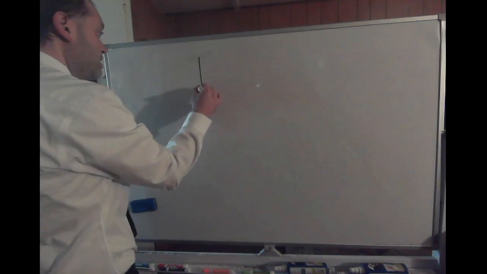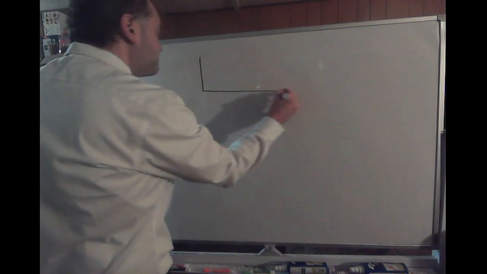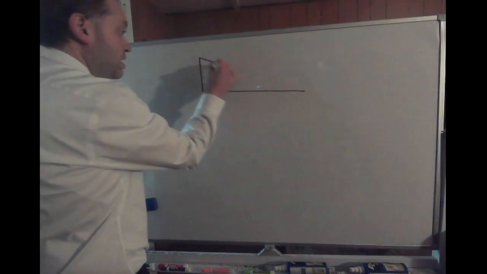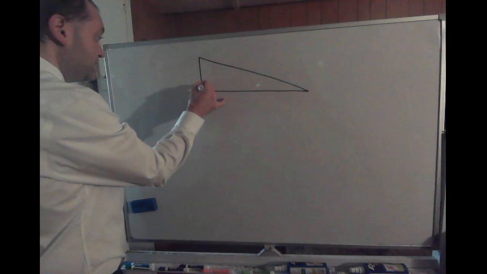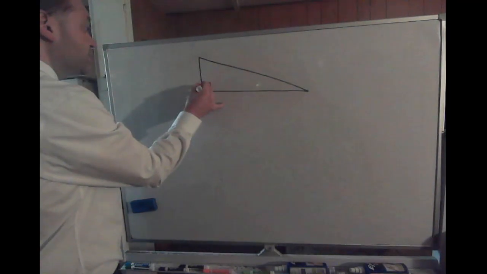What's next? Got 2 more triangles here. Then we'll move on to rhombuses. And good news is both of these are considered right triangles.